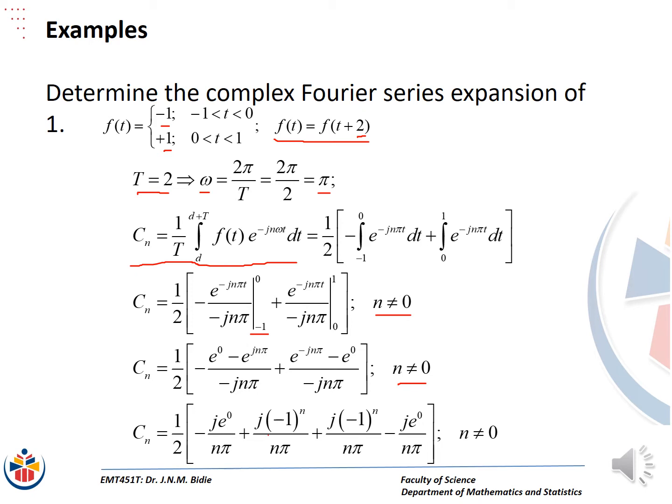Hence, we have to substitute (-1)^n, and then thereafter simplify. Note that these two terms become 2j over nπ into (-1)^n, and the first and the last term also can be combined to form negative 2j over nπ. Remember, e to the power 0 is 1.